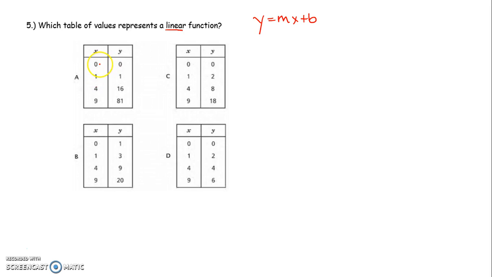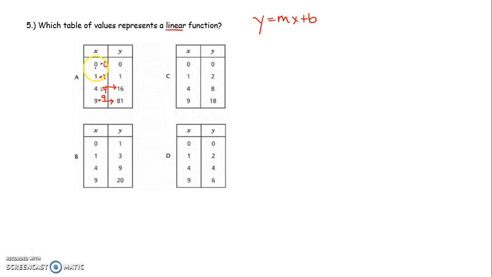So if you look here, you have to ask, how do you get from 4 to 16? I can get from 4 to 16 by multiplying by 4. 4 times 4 is 16. How do you get from 9 to 81? 9 times 9 is 81. How do you get from 1 to 1? 1 times 1 is 1. How do you get from 0 to 0? 0 times 0 is 0.